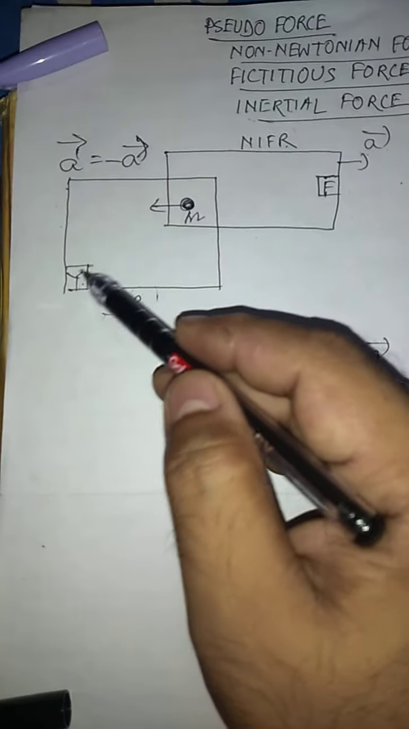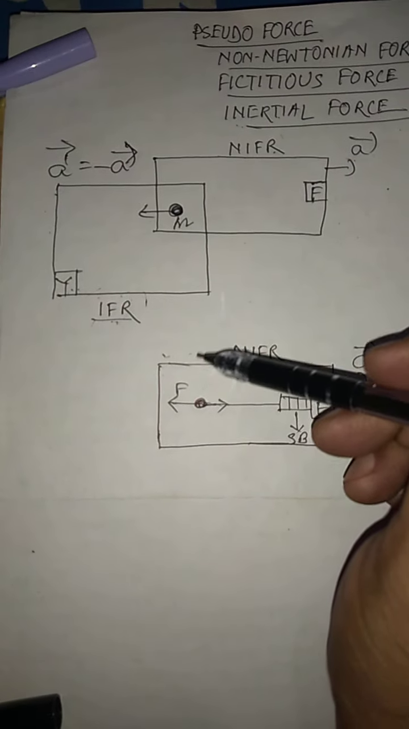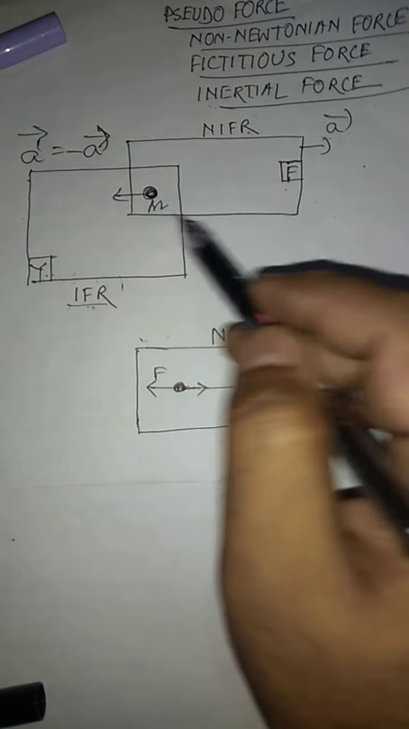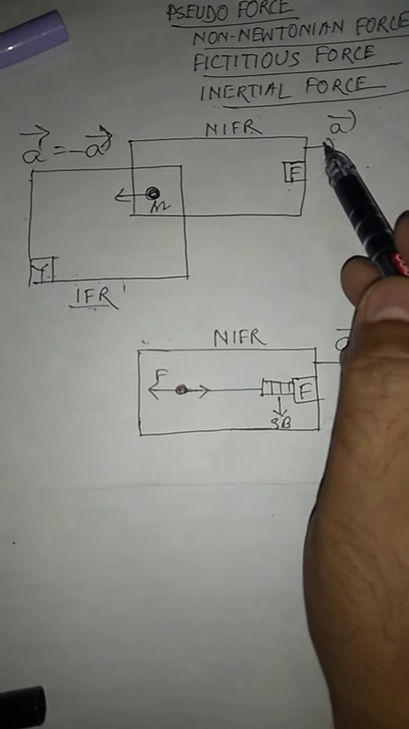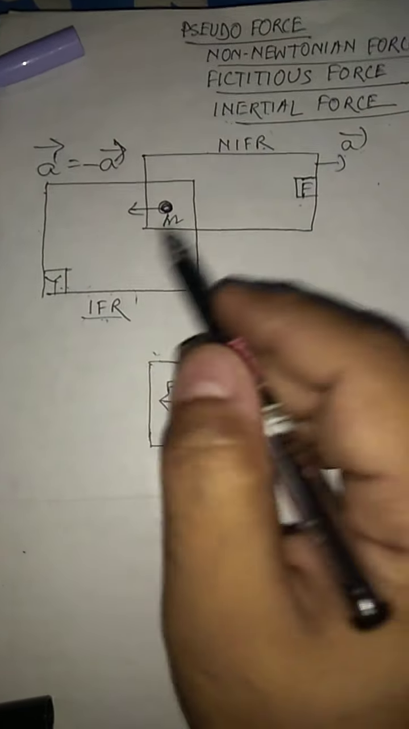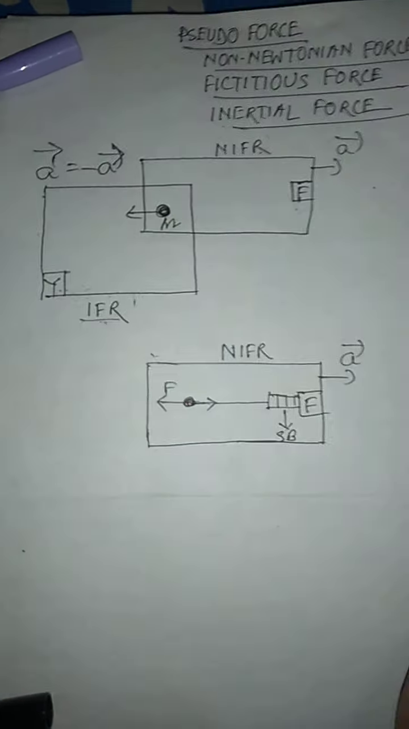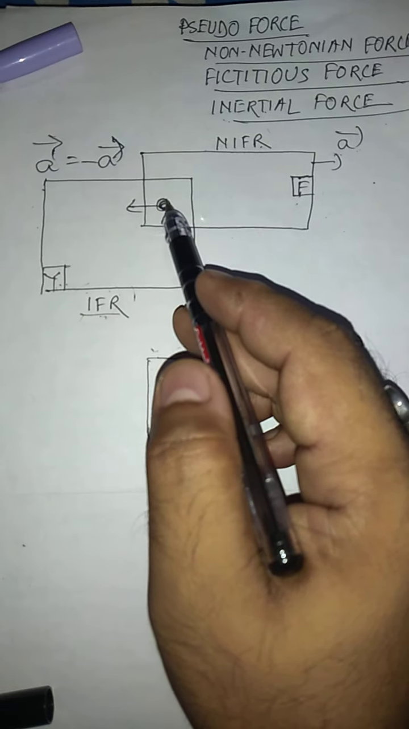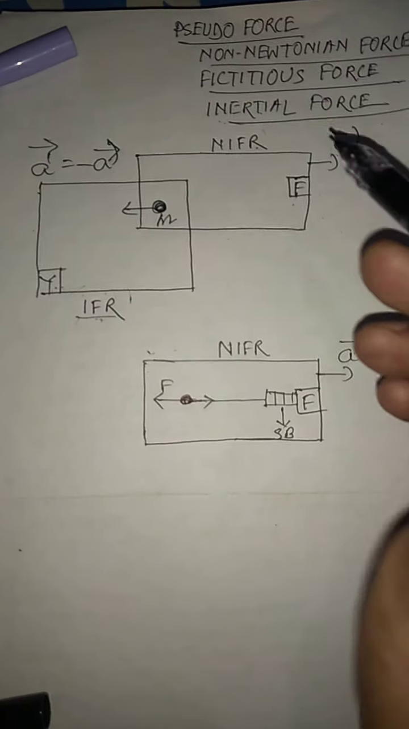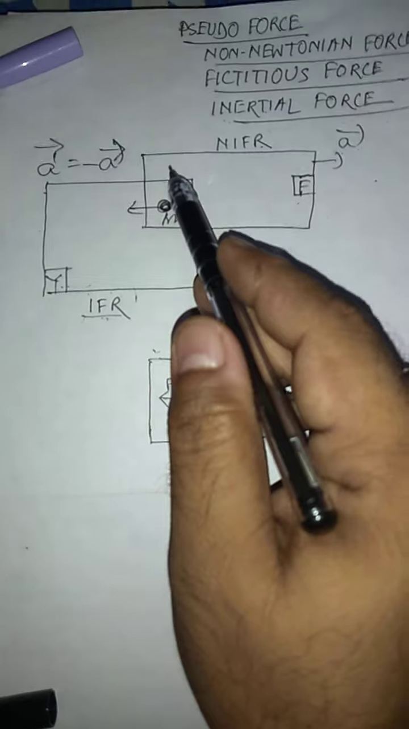Put yourself comfortably seated in the corner of an inertial frame of reference. Let your friend be the driver of a non-inertial frame of reference which is having an acceleration a vector to the right. Let there be an object of mass m. Whether this object has an acceleration or not, for the time being, let us assume that it has no acceleration relative to this inertial frame of reference.